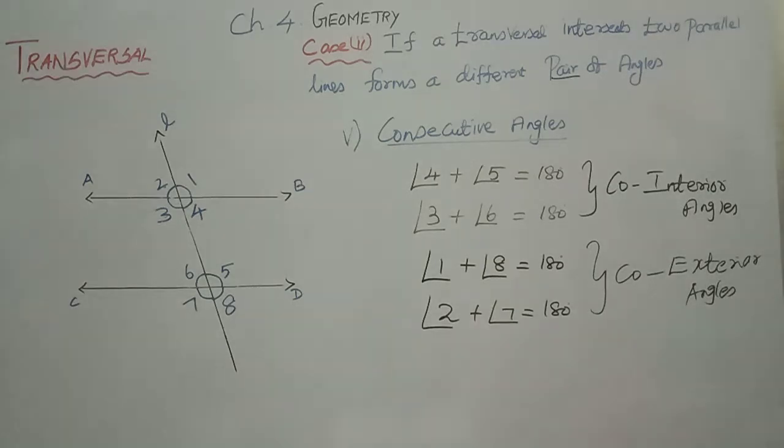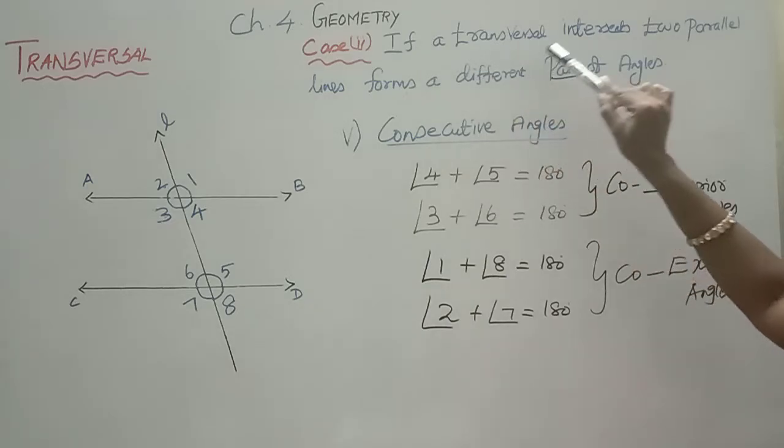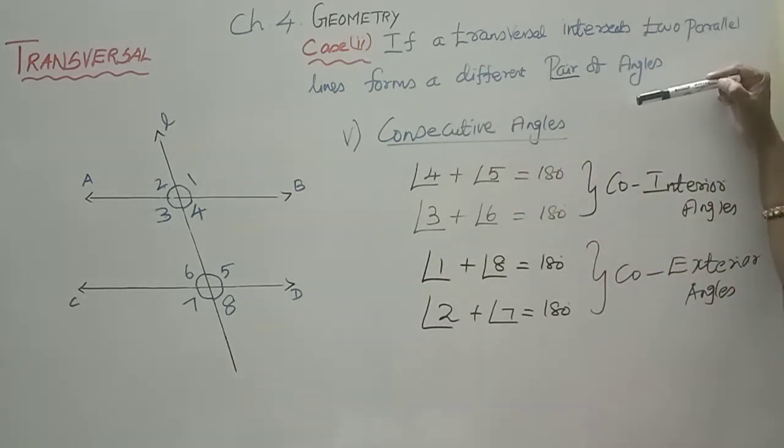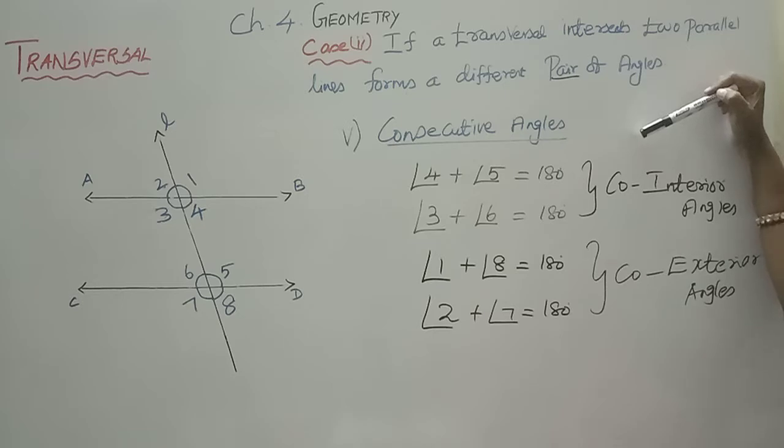So in case 2, what we have discussed: if a transversal intersects two parallel lines, it forms different pairs of angles. Which pairs of angles do they form? Corresponding angles, vertically opposite angles and consecutive angles. In consecutive angles we saw co-interior angles and co-exterior angles. These are all the angles we have to keep in mind for working the sums, when a transversal intersects a pair of lines.